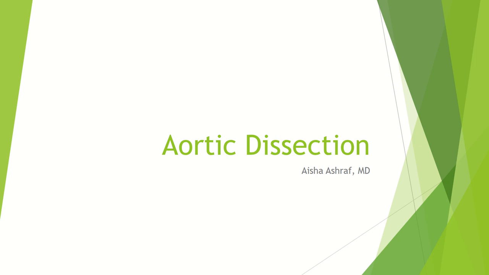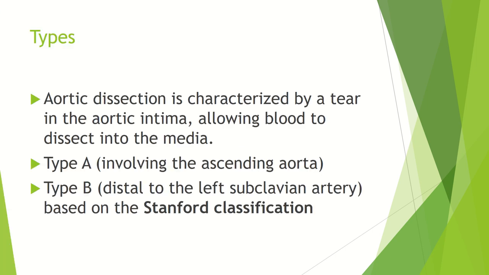I'm going to present to you a case of aortic dissection and how it will be tested on an OSCE station. So aortic dissection is a tear in the aorta, and based on the Stanford classification, there's type A that involves the ascending aorta, type B that is distal to the left subclavian artery.